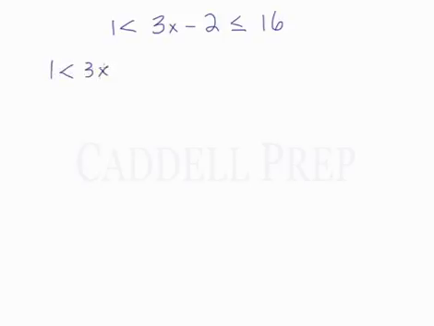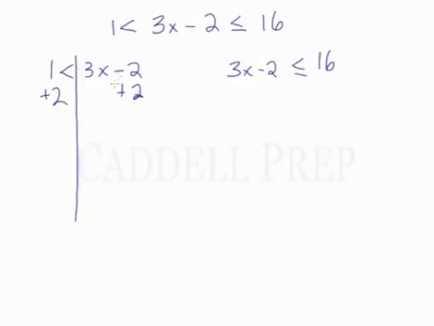So we'll do the first part. 1 is less than 3x minus 2. And then we'll do the second part. 3x minus 2 is less than or equal to 16. So we'll add 2 to both sides. We can draw this line down the middle. Here on the right side, the 2's cancel out. On the left side, we have 1 plus 2 is 3. So 3 is less than 3x. Now we'll divide by 3. 3 divided by 3 is 1. So we have 1 is less than x.